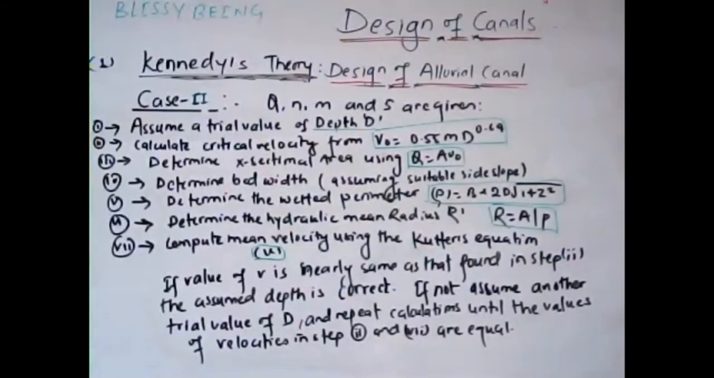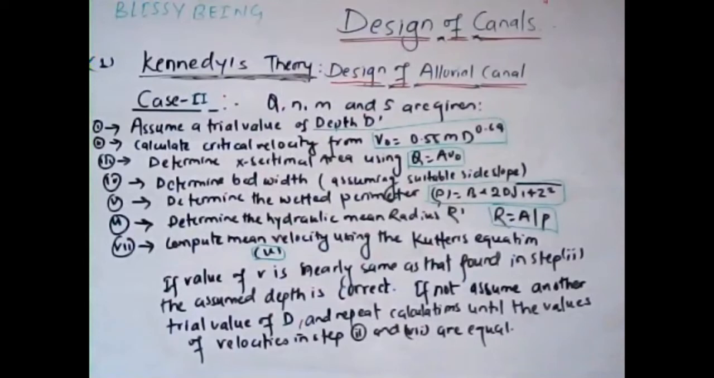Now friends, the second case of Kennedy's theory design procedure of alluvial channel is that you have the known values as discharge, the Kutter's coefficient, the critical velocity ratio, and the bed slope. So these are the known parameters, and you need to design the canal using this Kennedy's theory.